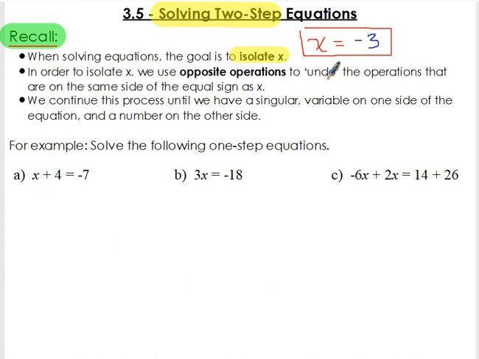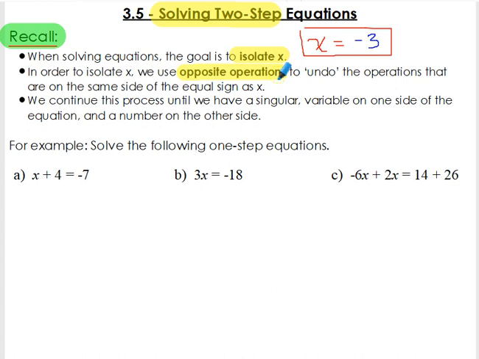So our whole goal of equation solving is to isolate x. Now, in order to isolate x, we use opposite operations to undo the operations that are on the same side of the equal sign as x. So the opposite operation would be like, okay, what's the opposite of -3? It would be +3. What's the opposite of +9? It would be -9, and so on and so forth. That's pretty much what we're used to so far.